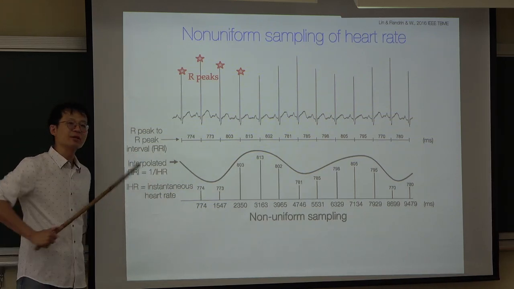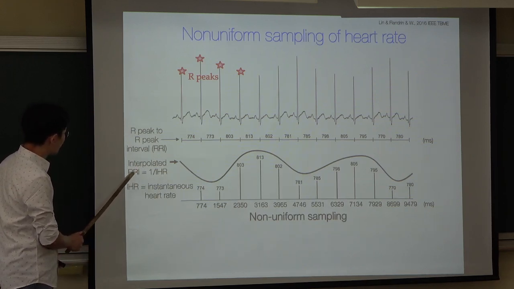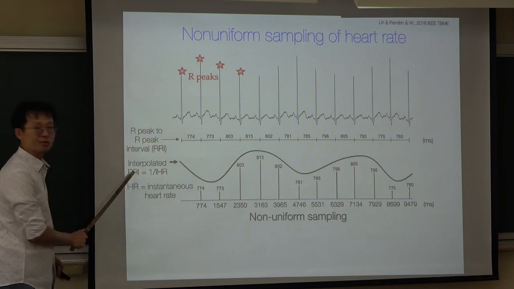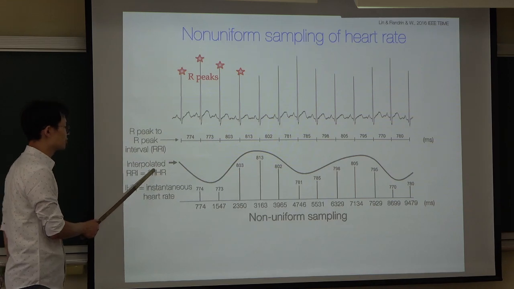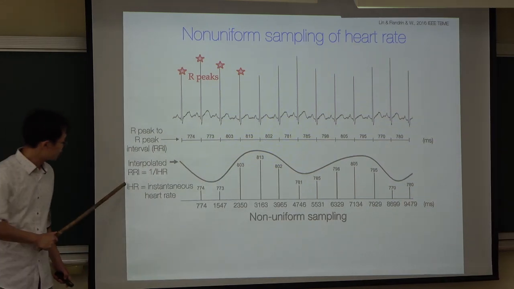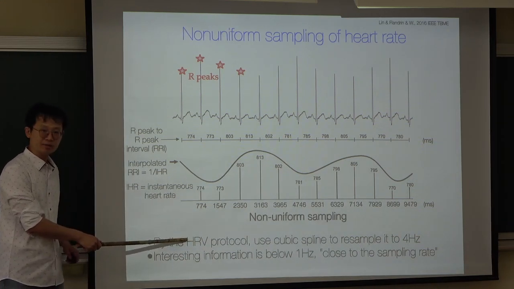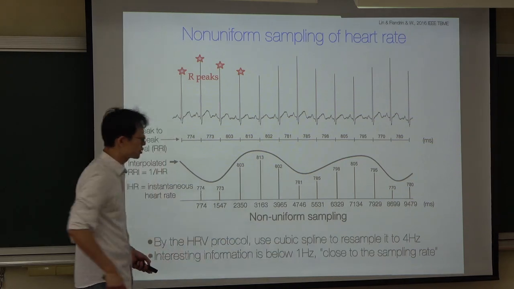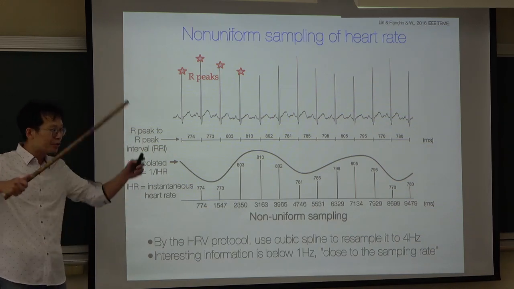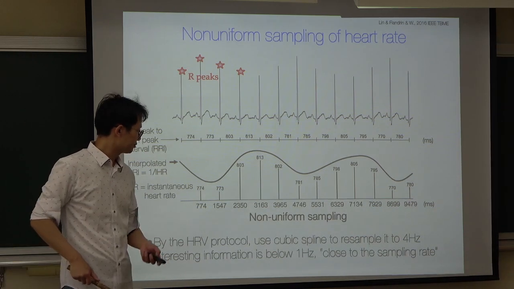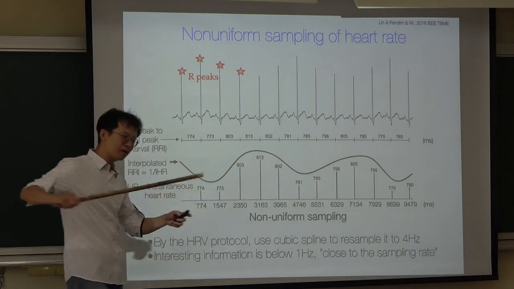And how do we get the instantaneous heart rate? You get the R interval time series and you do interpolation. Very simple. Once you get the interpolated R interval, that is actually 1 over the instantaneous heart rate, and IHR is instantaneous heart rate. This is by the heart rate variability analysis protocol. Usually we use cubic spline interpolation. Once you get the cubic spline interpolation, you get a continuous function and you just resample it, for example, to 4 Hertz. And the interesting information is roughly below 1 Hertz.